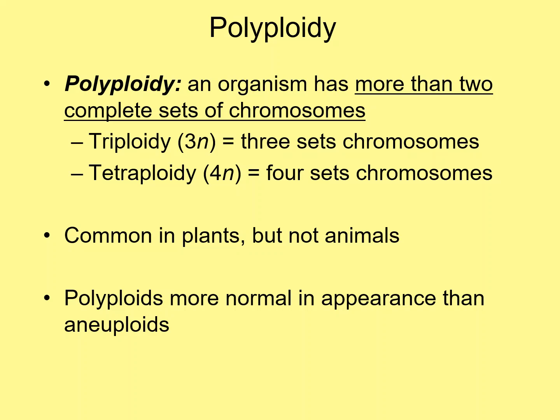So with polyploids, again, that extra information is not as bad as missing information. Polyploids tend to be more normal in appearance than aneuploids. You can't really tell if an individual is polyploid unless you look at their genetics. Having an entire extra set, you're kind of balanced. You have extra information all around rather than just one extra set.